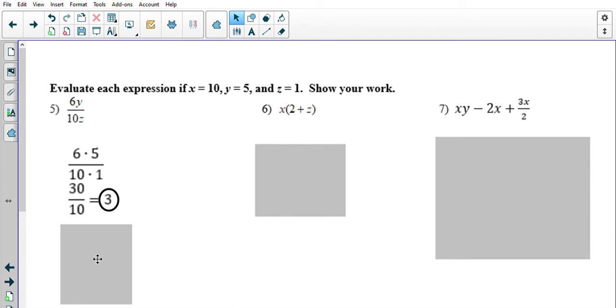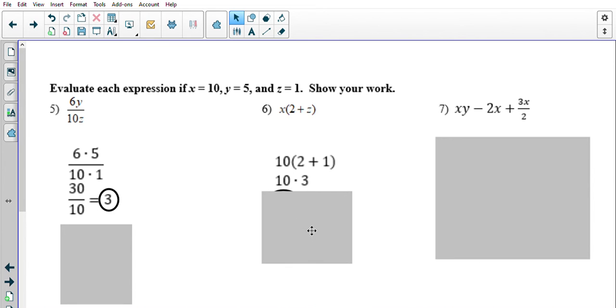Number 6, we've got x, which is 10, in parentheses 2 plus z, which is 2 plus 1. So start off inside those parentheses. 2 plus 1 is 3. You can drop the parentheses and change that operation to multiplication. 10 times 3 gets us 30 for our solution.